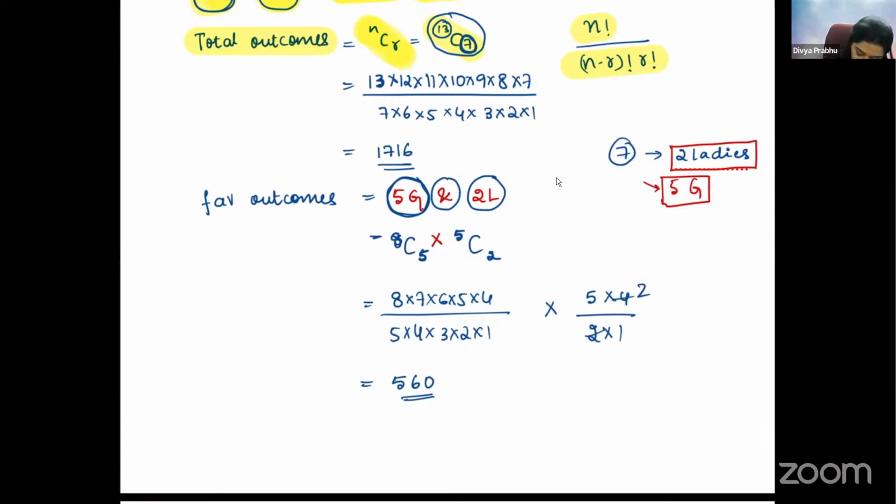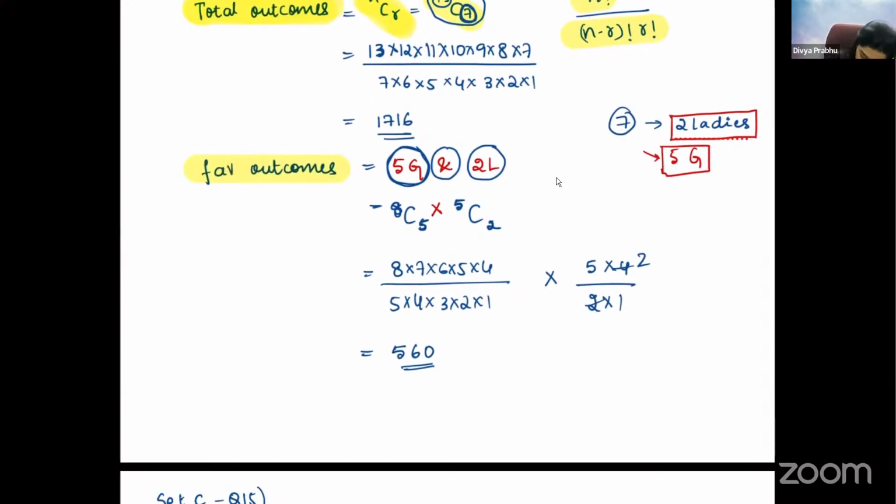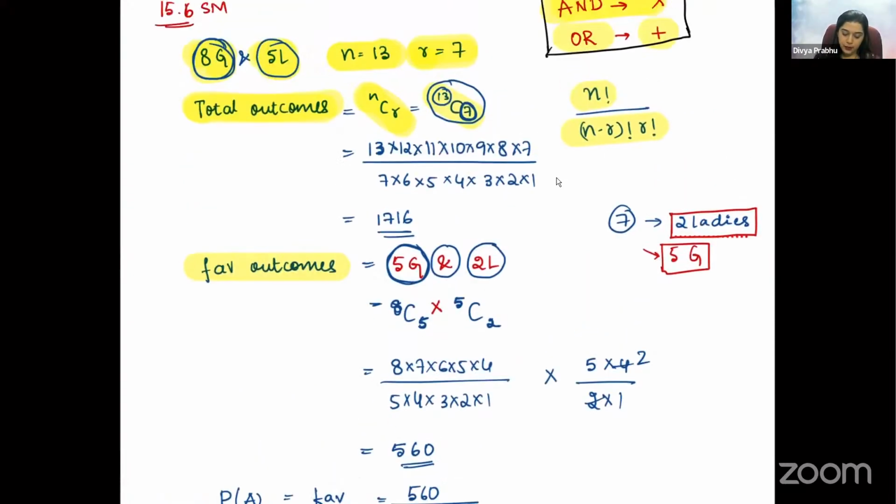Now I got total outcomes. I got favorable outcomes. What is the formula? Probability of A is equal to favorable outcomes divided by total outcomes. Here favorable is 560 divided by total 1716. This is the probability. Clear? Understood everyone? Is it simple?